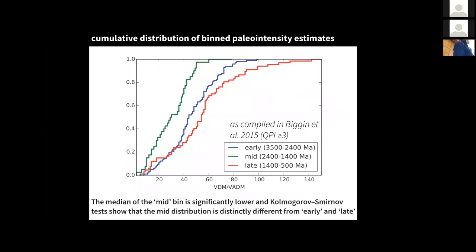So what we're looking at here is as compiled in Biggin et al. 2015, and filtered on QPI, looking at a cumulative distribution of these paleointensity estimates. So here we're seeing how many are in each, the cumulative distribution of that going up. And here we can see this is effectively another way to visualize this result, that in this mid bin, these estimates are appreciably lower than in the mid and late.